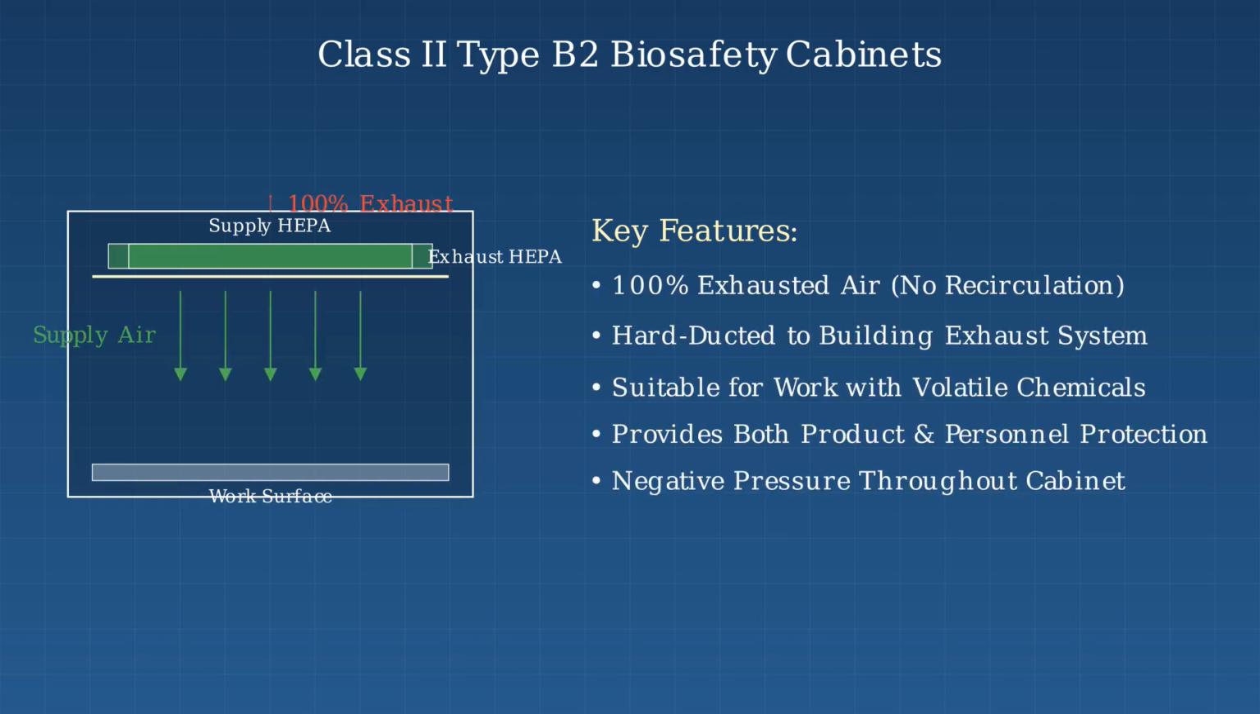Room air enters through the front opening and from the sides. All air, both room air and supply air, passes through HEPA filters before being exhausted outside. No air is recirculated back into the cabinet or the laboratory.